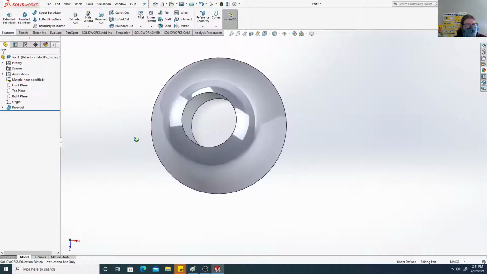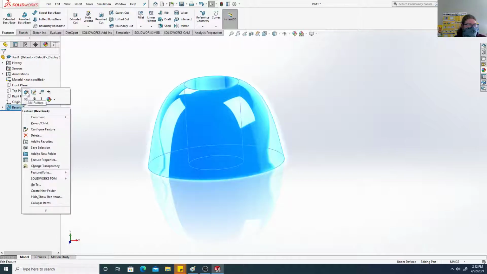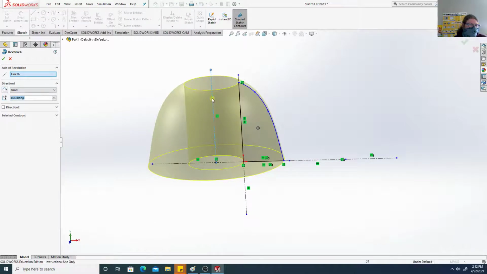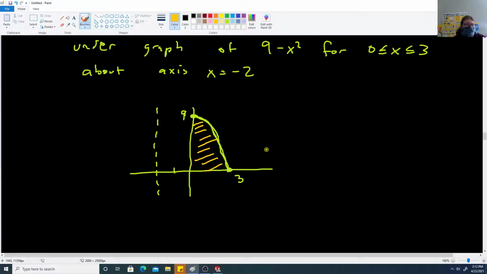So we can see we're going to have to use the washer method because there's a hole through the center of it. But it's basically half a parabola that's been revolved around some line that's a little bit beyond the axis. So what we're going to be doing with this, our outer radius will be from that line over to here.